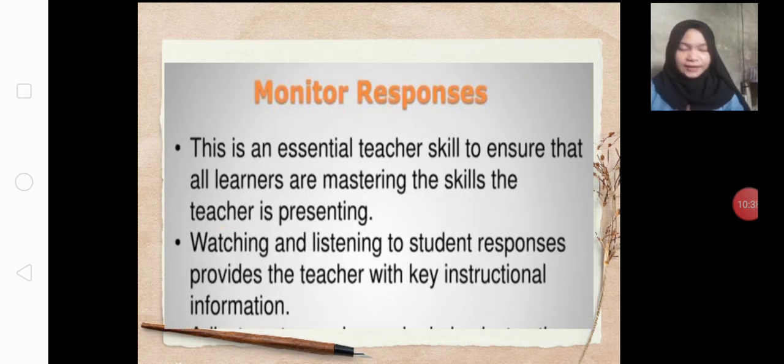Monitor responses. So, again and again, nandito naman tayo sa response. It is really important that ma-monitor mo yung kada response ng student mo. This is an essential teacher skill to ensure that all learners are mastering the skills the teacher is presenting. Of course, in that way, ma-evaluate mo kung gaano sila natututo to master what you have taught. Watching and listening to students' responses provide the teacher with key instructional information. Pag narinig yung mga response nila or mga needs nila, mas magkakaroon ka ng instructional information.